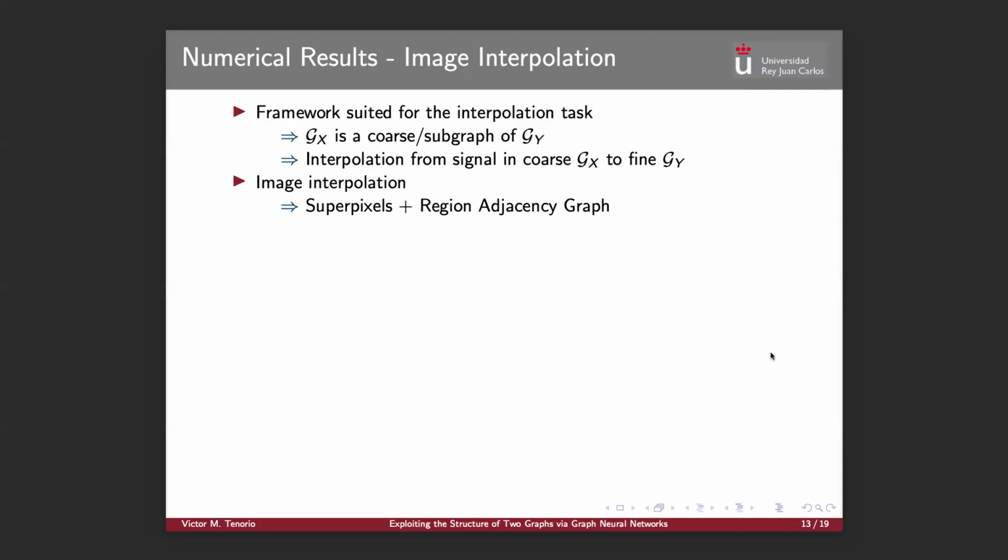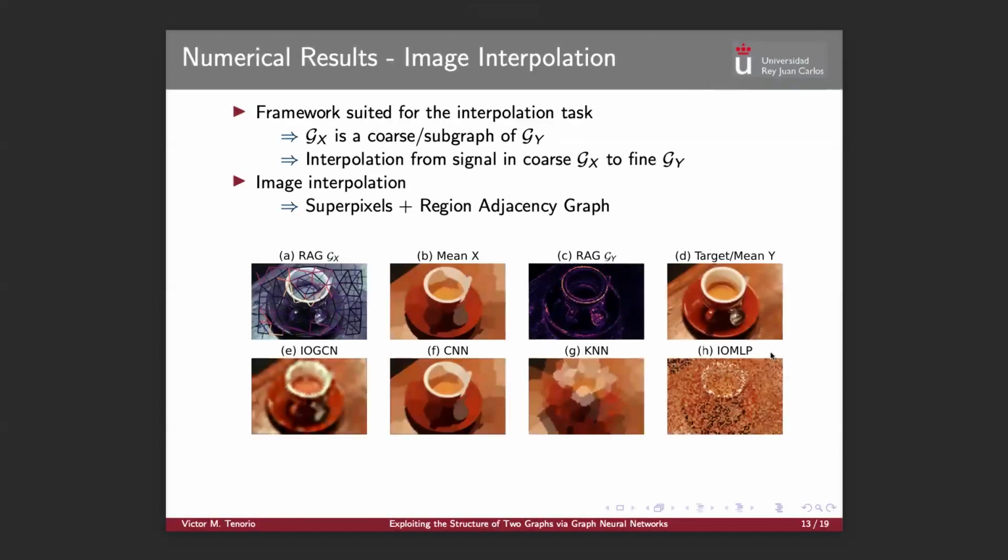In the first case, I'm going to provide two numerical examples of this interpolation case. The first one is image interpolation. We create a graph where the nodes are superpixels of the image, a clustered version of the pixels, and the graph is a region adjacency graph. Two nodes are connected if they are adjacent in the image. The top row is the input and output of our network: the input graph using the coarse representation, and the output graph using the fine representation.